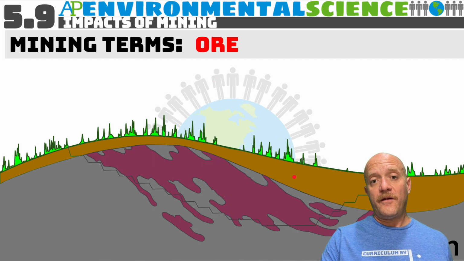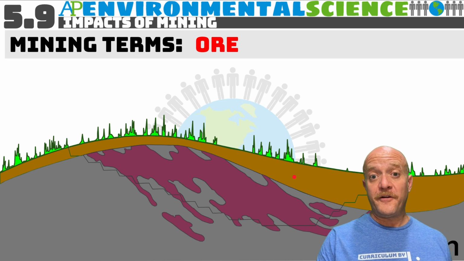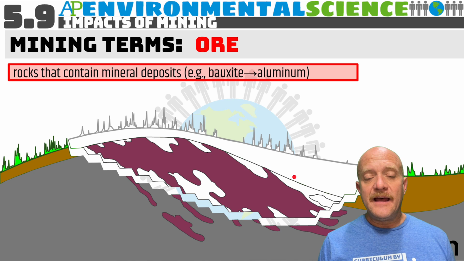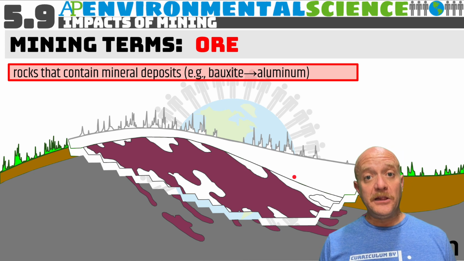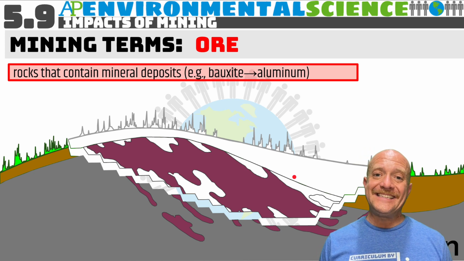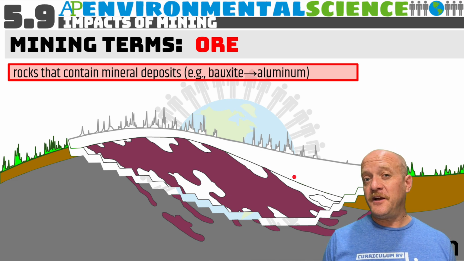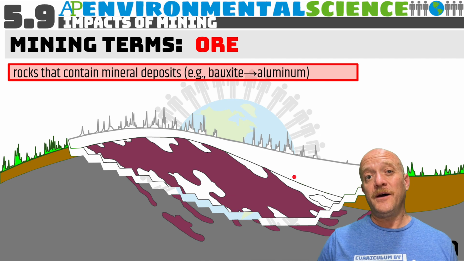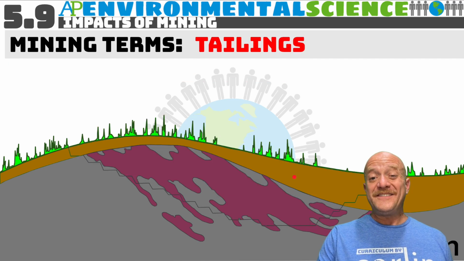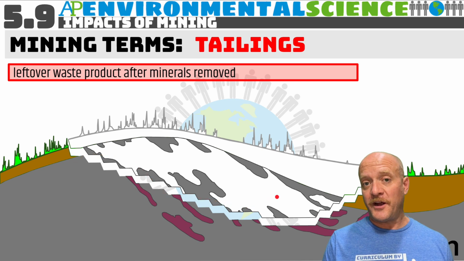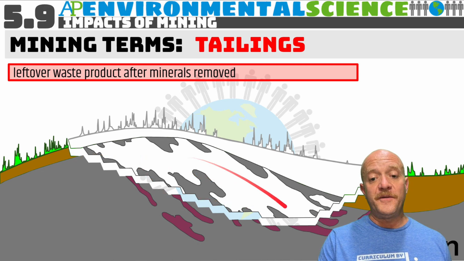Now the ore, you heard me mention ore before. It is the rocks that contain the mineral deposits. For example, aluminum, which is the metal, is contained within bauxite, which is the rock. You should really familiarize yourself with the word bauxite because that does show up. We have tailings, and tailings is this part. It's the leftover waste product after you remove the minerals.